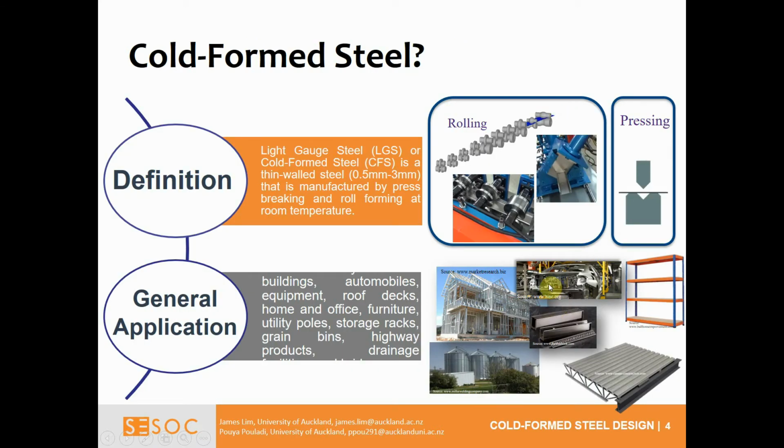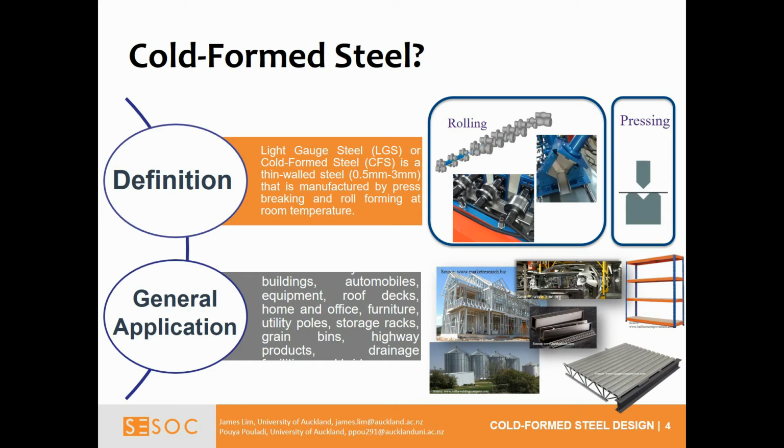So cold form steel is thin walled, so the thickness of the profiles is about 0.5 millimeters to 3 millimeters, and it's formed by either press braking or roll forming. Right here you'll see this is pressing, so this is all done at room temperature, and you're pressing the profile into a shape. Then down here you'll see the rolling through a series of rollers that convert the coil into the shape that you want, normally channel sections.